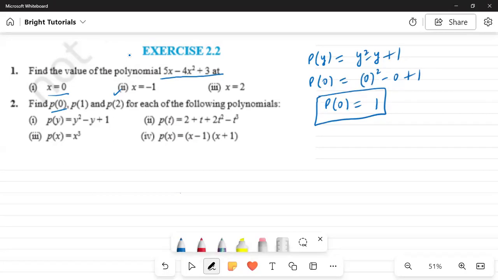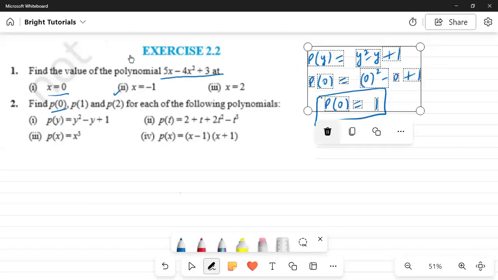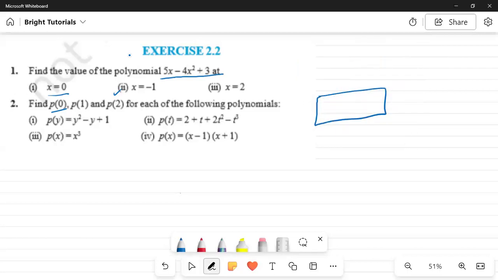I am doing part number 4. Part number 2 and 3 you can do on your own. What will happen in part number 4? It's a little bit complicated. In part number 4, it is given p(x) is equal to (x minus 1)(x plus 1). But it is so simple. There is no problem at all in this question.